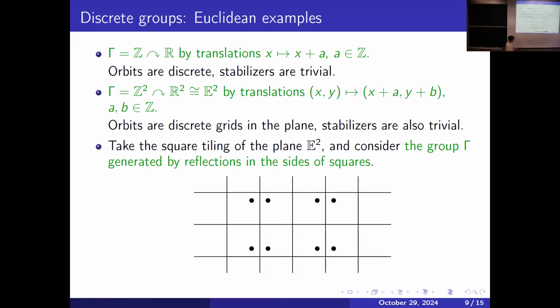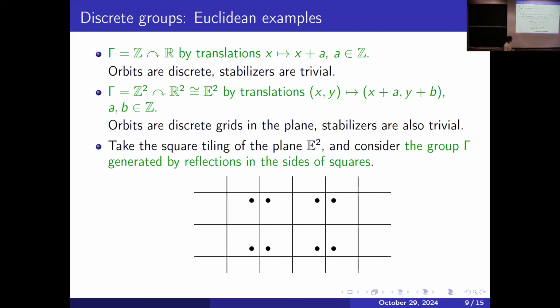Yeah, it's enough to take one square, say this one, and just generate the group gamma by 4 reflections. Okay, then let's think of orbits. This is drawn here on the picture. I just took one point, then I need to reflect it to the right. It gives me this point. Then I reflect it to the top. I'll get this, then this, and so on.